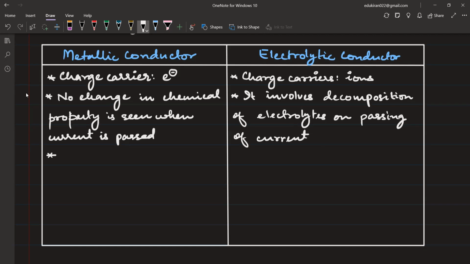Okay. Now, once we pass current through a metallic conductor, if it is a copper wire, the mass of the copper wire is not going to change. But when we are passing electricity through an electrolyte, some of it will get decomposed, right? And it involves a transfer of mass also, either from the rod to solution or from solution to rod. Right, the next point.